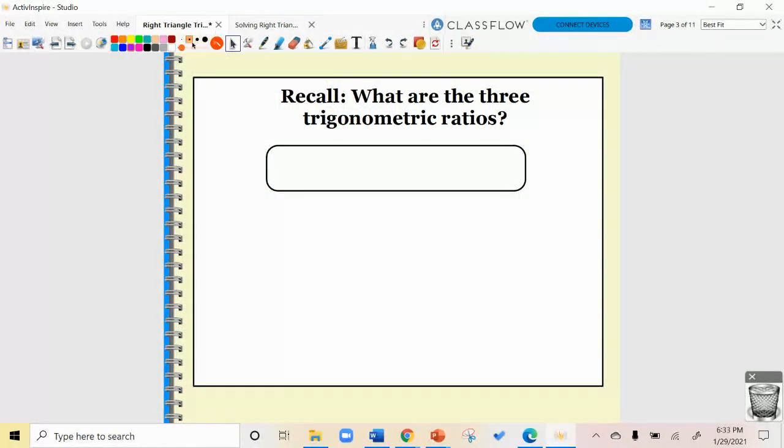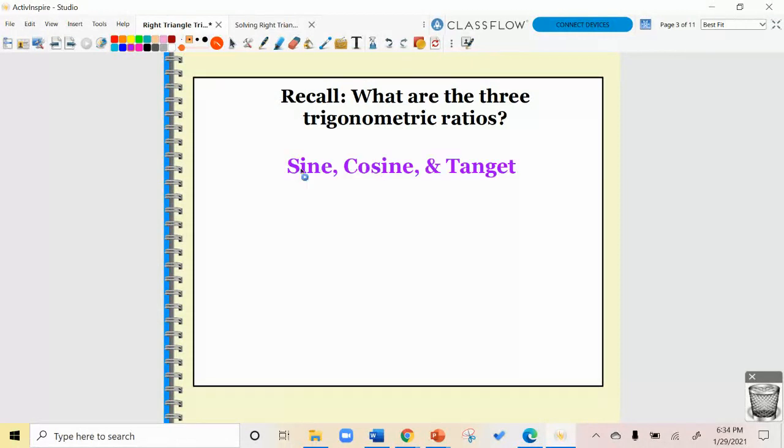So from class, let's take a moment and recall the three trig ratios that you learned about today or yesterday or the day before in class. You got them? Hopefully they were sine, cosine, and tangent.